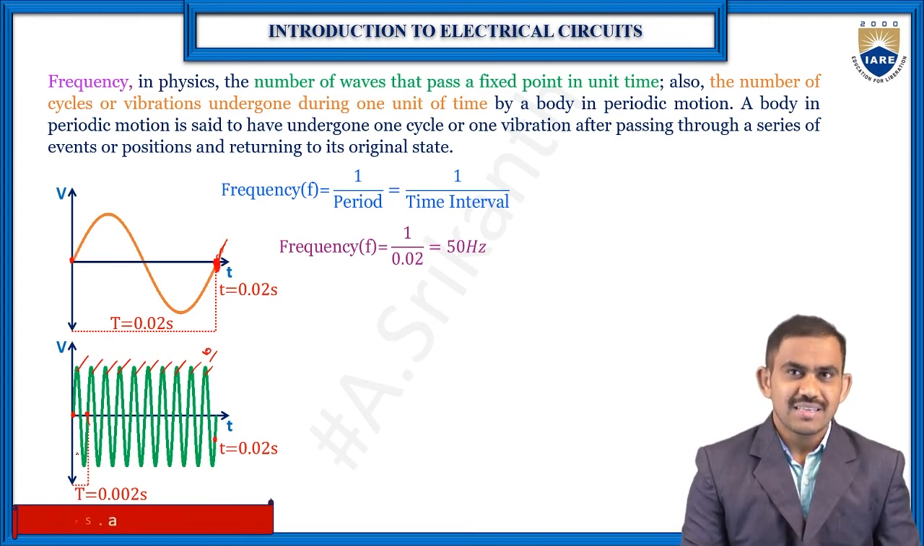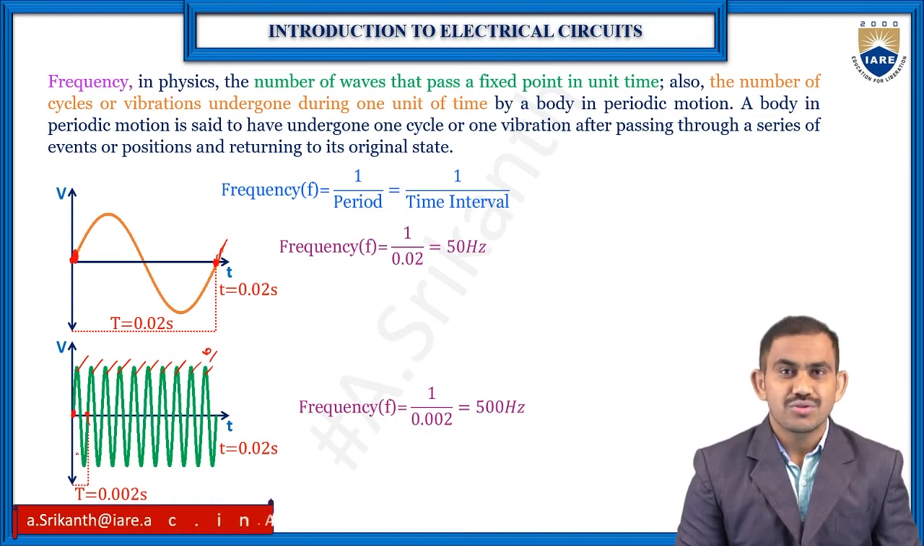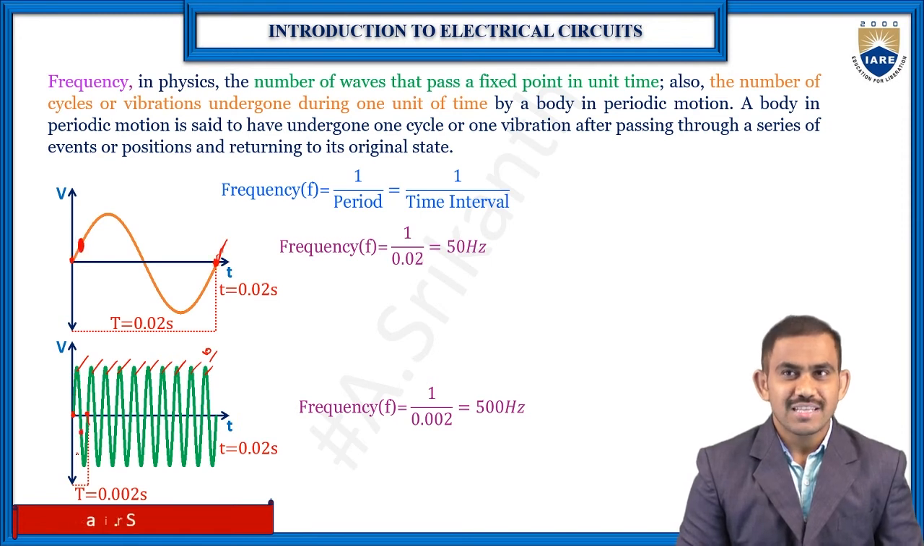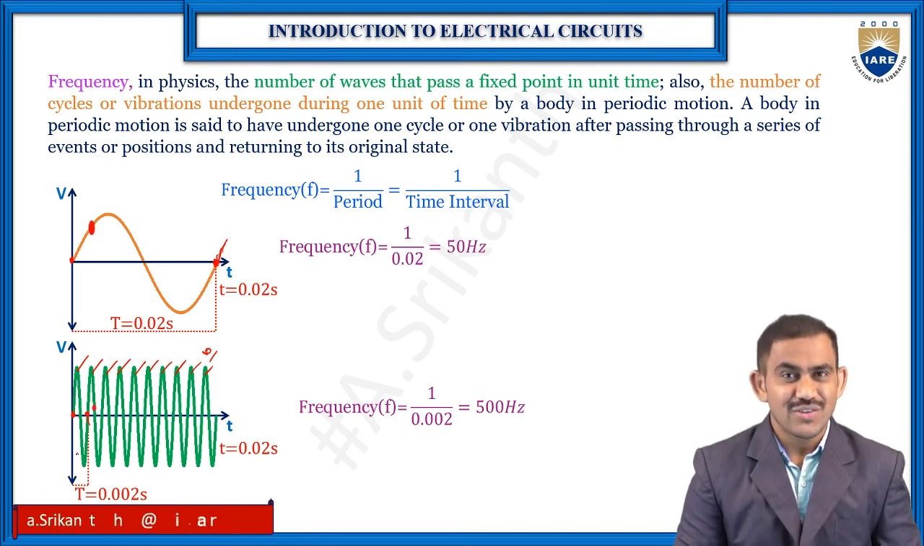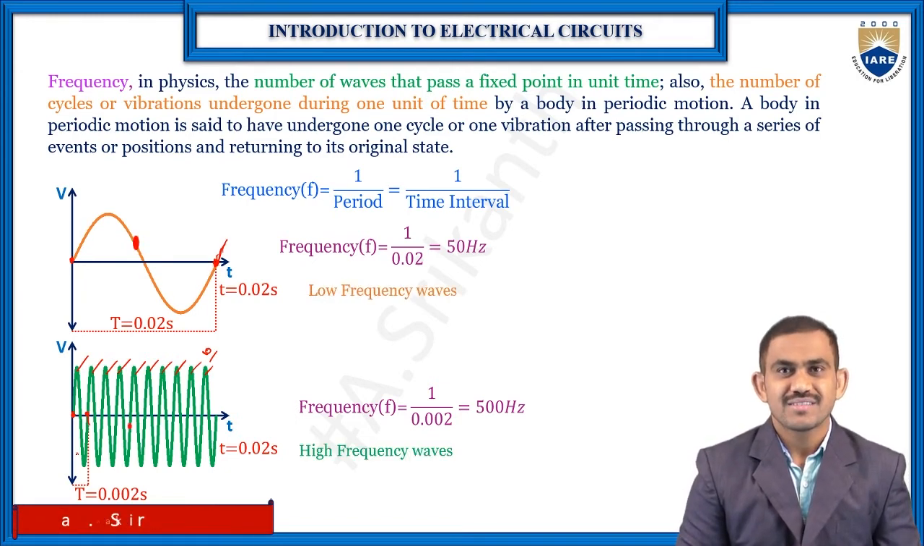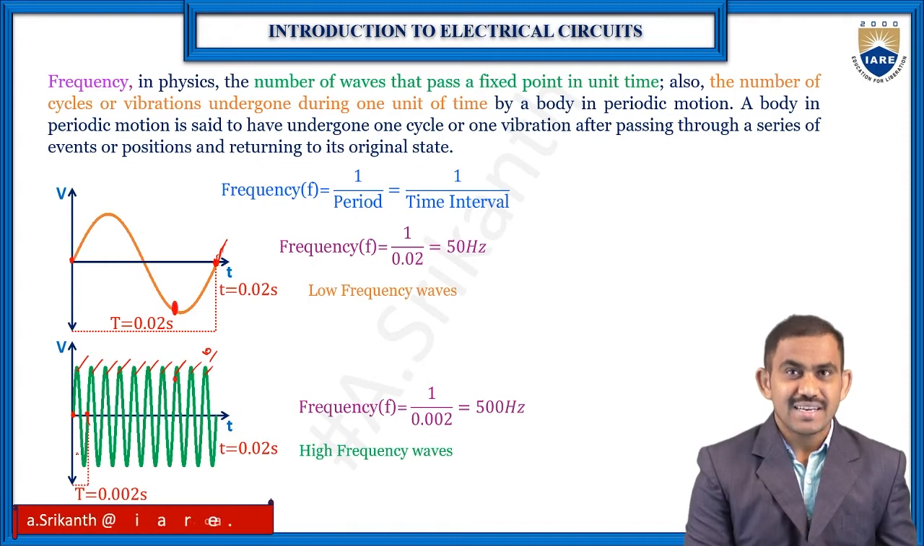Coming to the second one, your value is 1 by 0.002 seconds, that is your time period. Now what is the value? That is 500 Hz. So which is the higher frequency now? The first one is the lower frequency and the second one is the higher frequency. So the second one is your higher frequency.